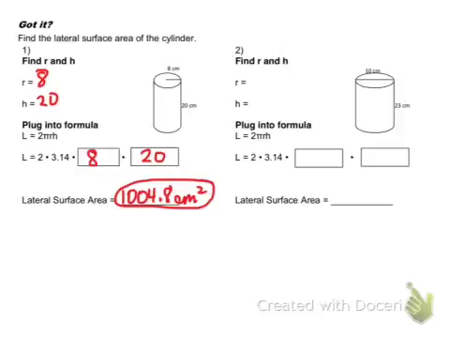And then on this one, my radius is going to be 10 divided by 2, which is 5, and the height is 23. So again, plug it in, 2 times 3.14 times 5 times 23, and then you can just plug this straight into your calculator just like you see it, and you're going to get 722.2 centimeters squared.